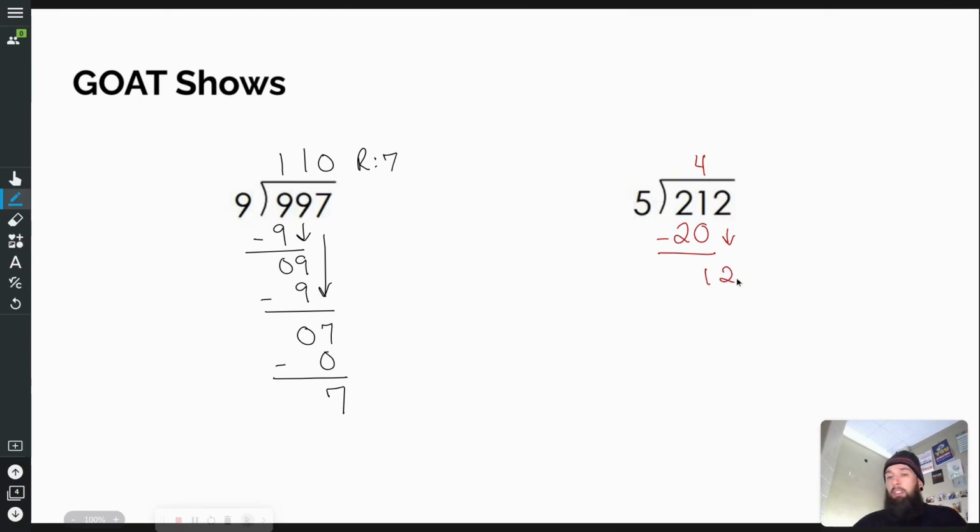5 times what is 12? Well, 5 times 2 is 10. So we'll put a 2 there. 5 times 2 is 10. Subtract. 2 minus 0 is 2. 1 minus 1 is nothing. There's no more numbers to drop down. So our answer is going to be 42 remainder 2.